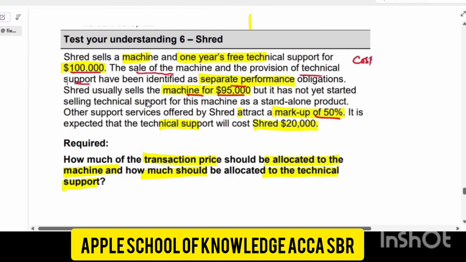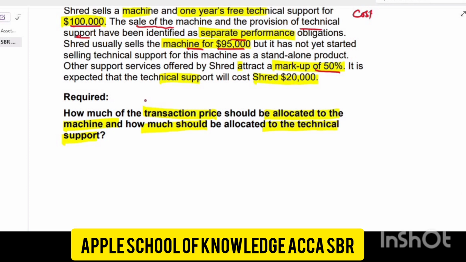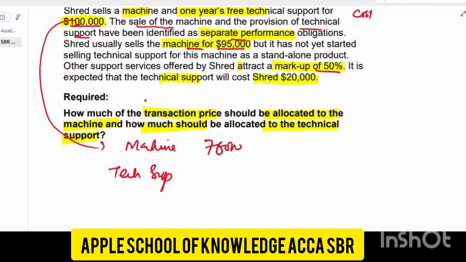So in conclusion, we say that the transaction price of this amount is allocated for the machine and for the technical support as 76,000 and 24,000. Clear? So the revenue recognition will be, the revenue will be recognized when or as the performance obligations are satisfied. Clear?